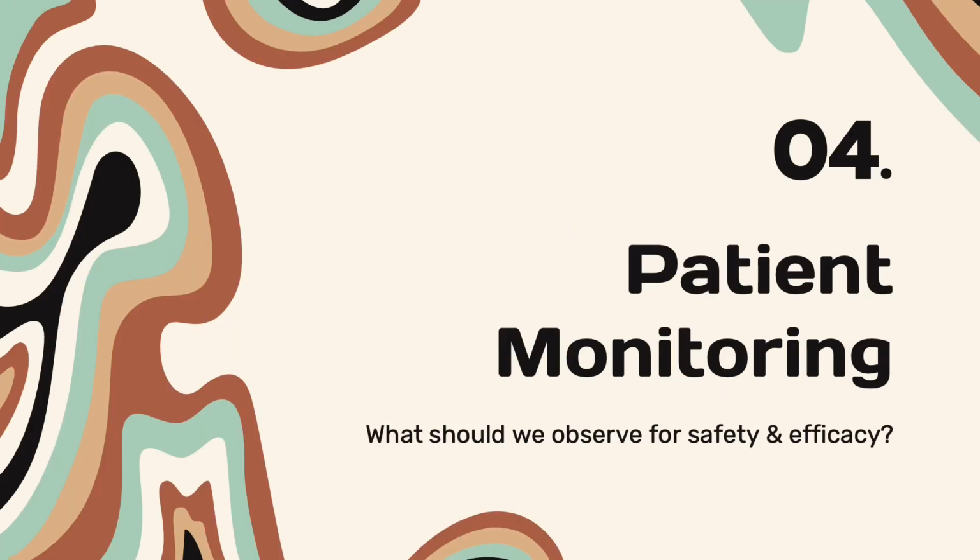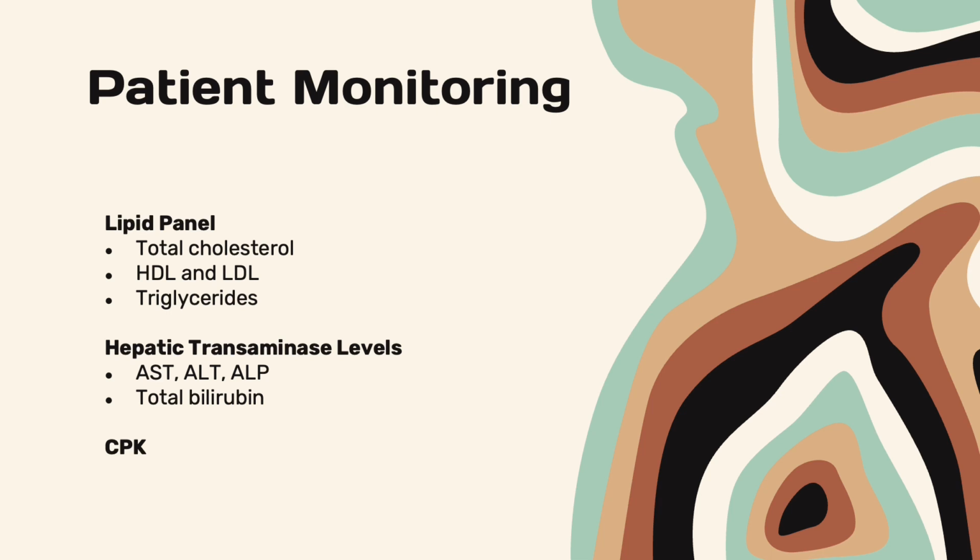Moving on to patient monitoring. What should we observe for safety and efficacy? For patient monitoring, we are concerned with three things overall, being the lipid panel, hepatic transaminase levels or liver function tests, and the creatinine phosphokinase. For lipid panels, we want to monitor total cholesterol, HDL and LDL, and triglycerides. For hepatic transaminase levels, we want to monitor AST, ALT, ALP, and the total bilirubin.